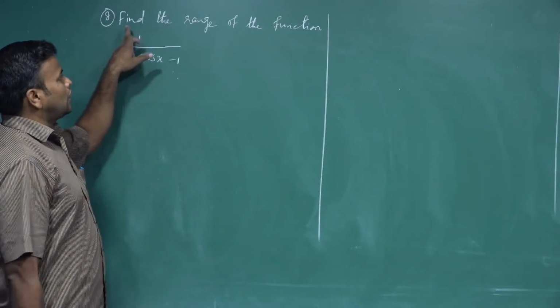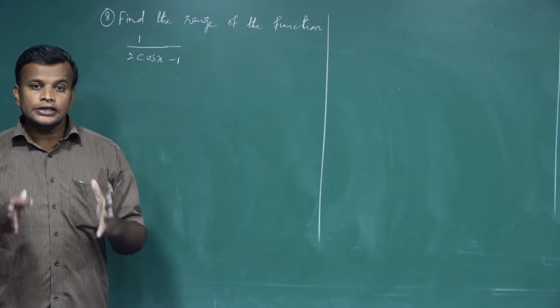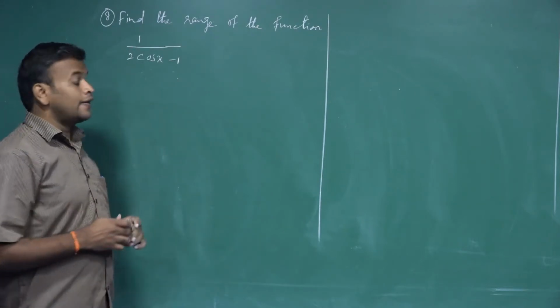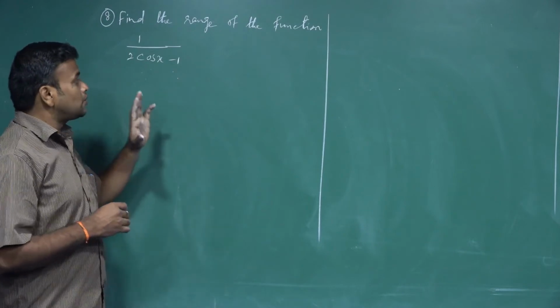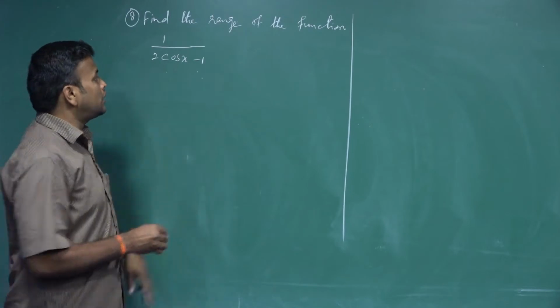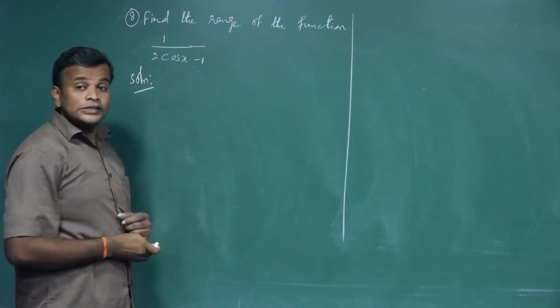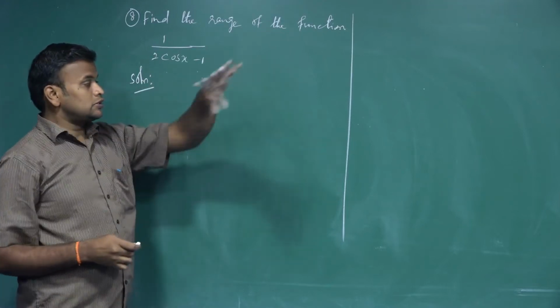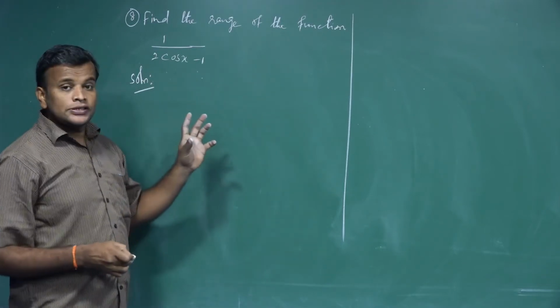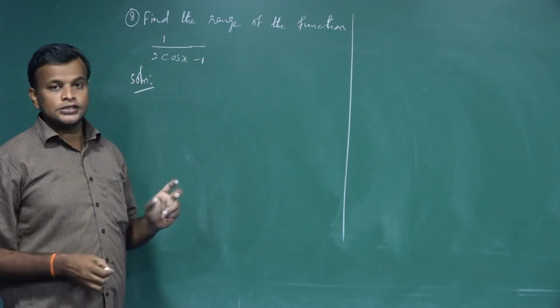Now the 8th question. Find the range of the function 1 divided by 2 cos x minus 1. Range is not a domain, it's a range. Range means in which interval the given function takes values. Domain means in which place the curve is possible. Range means where the function's values occur. So to find the range.